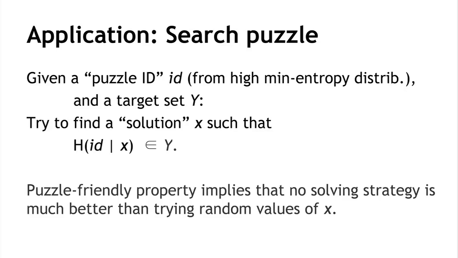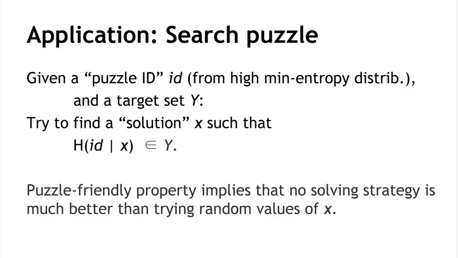The puzzle-friendly property here implies that there's no solving strategy for this puzzle which is much better than just trying random values of x. And so if we want to pose a puzzle that's difficult to solve, we can do it this way, as long as we can generate puzzle IDs in a suitably random way. We're going to use that later when we talk about Bitcoin mining. That's the sort of computational puzzle we're going to use.